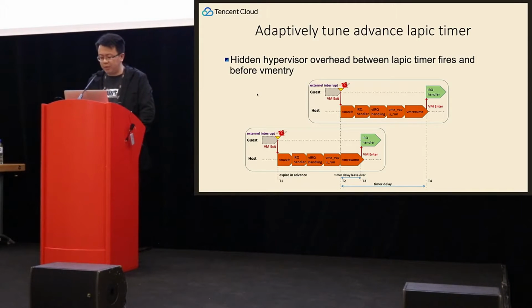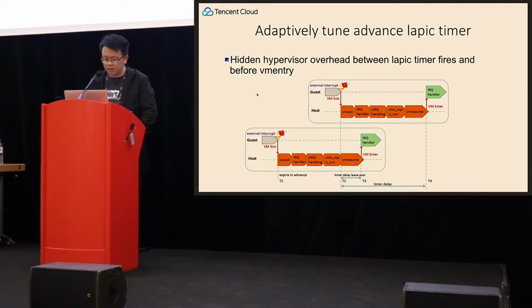Next one is the adaptively tuned advanced local APIC timer. The advanced local APIC timer was originally introduced by Marcelo from Red Hat. I gave further optimization and added the adaptively tuned logic this year. The original idea of the advanced local APIC timer is to hide the overhead between the local APIC timer firing and before VM entry.